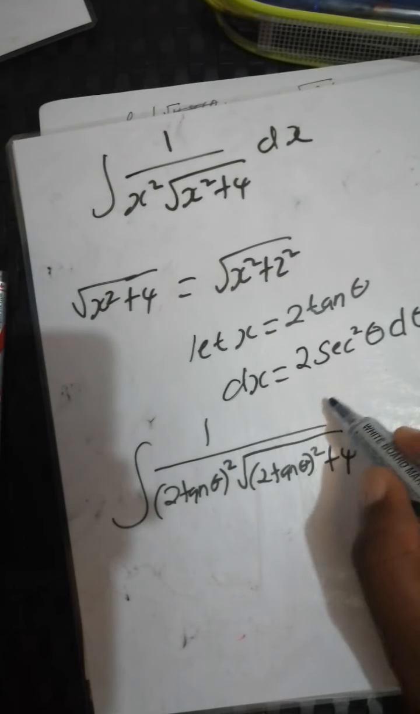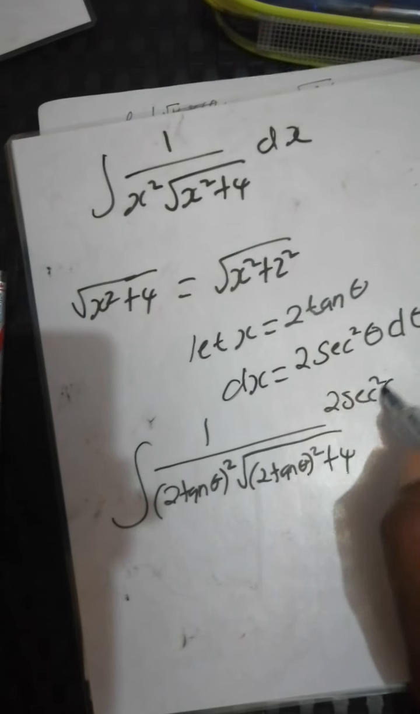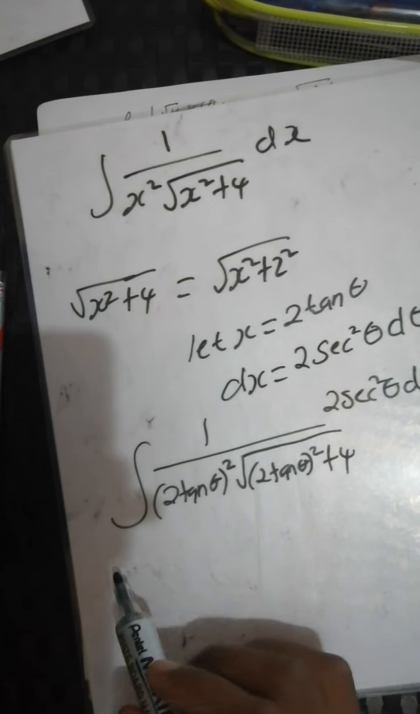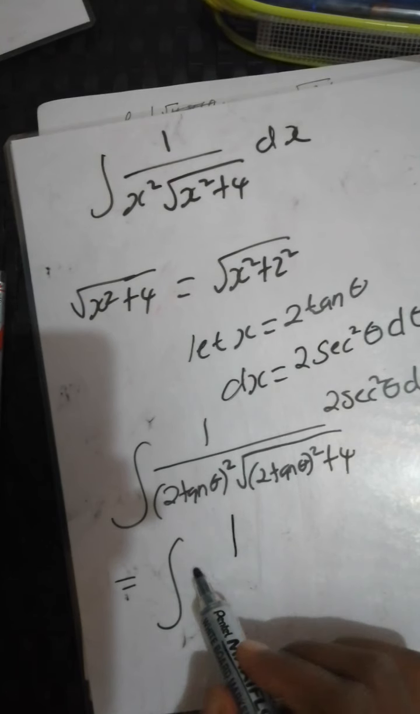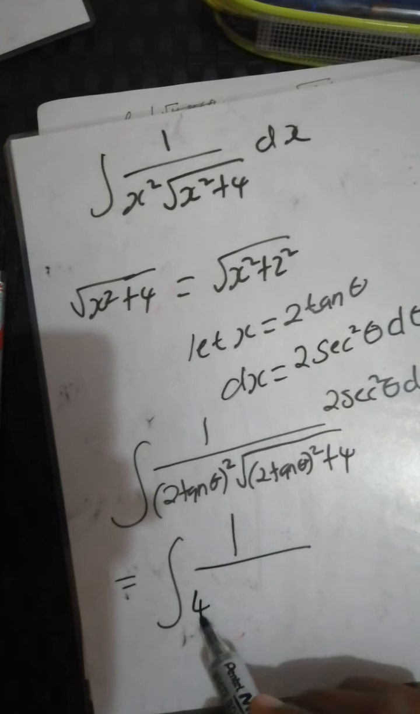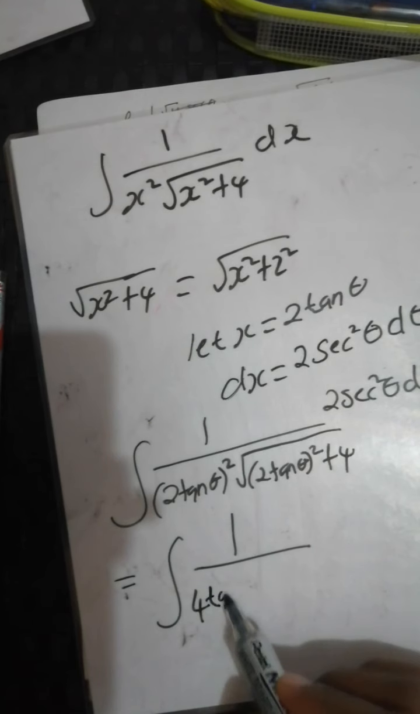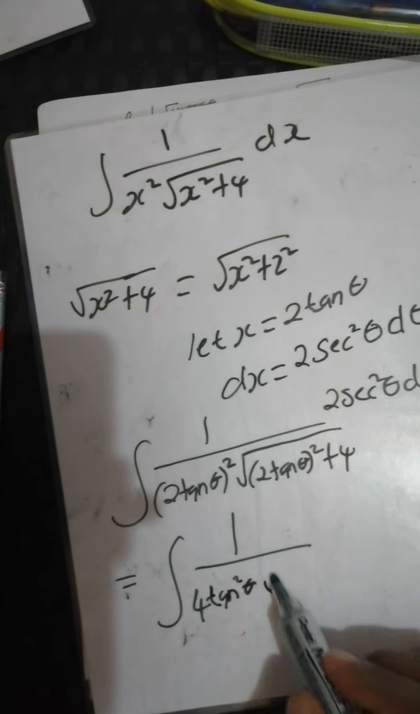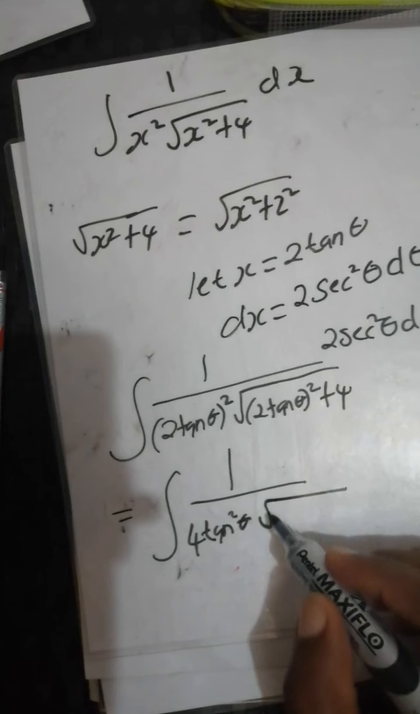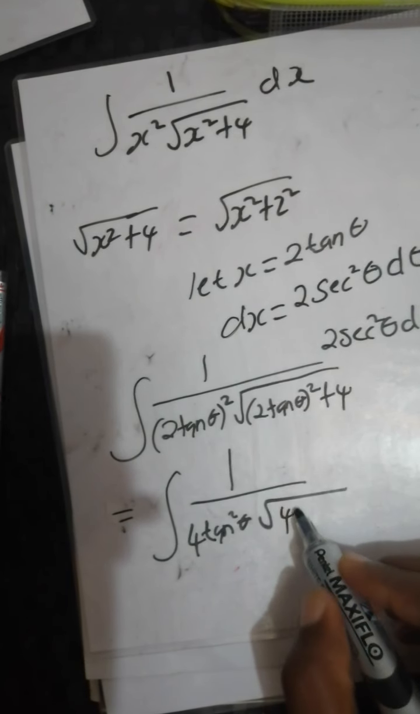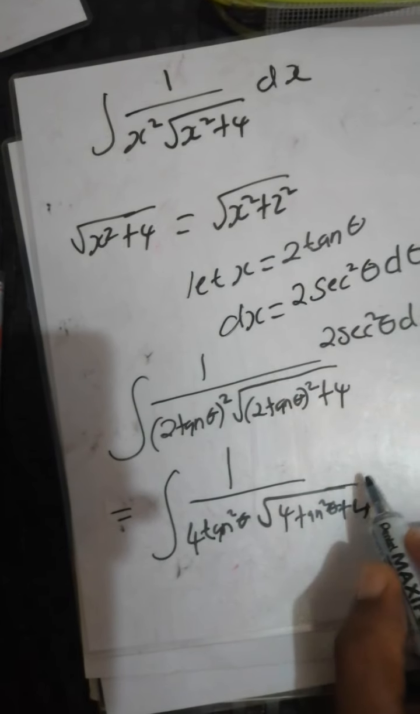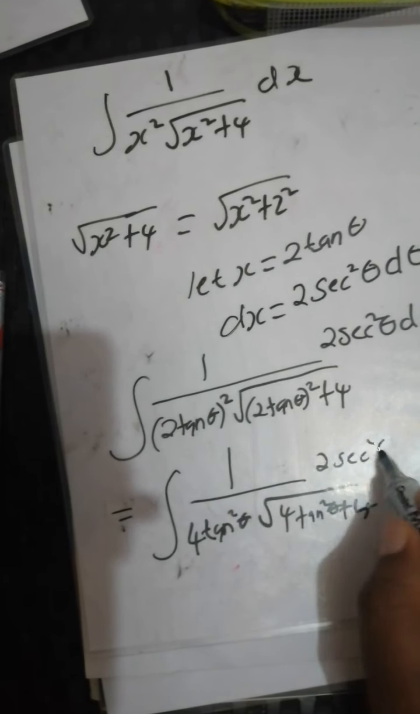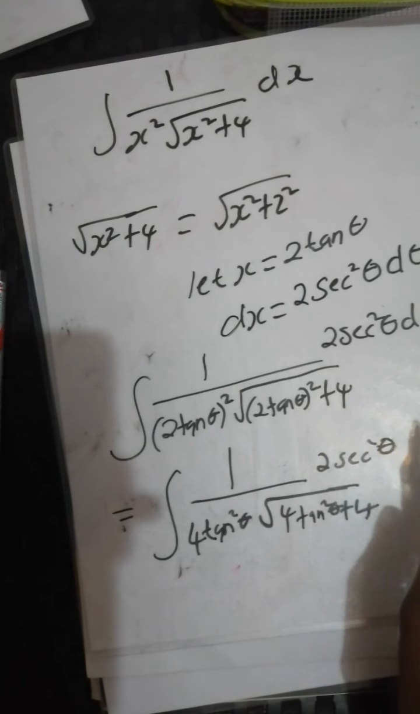So dx is 2 sec squared theta d theta. So let me just simplify this further. So this is going to be 4 tan squared theta. I'll simplify what is inside the square root: 4 tan squared theta plus 4, times 2 sec squared theta d theta.